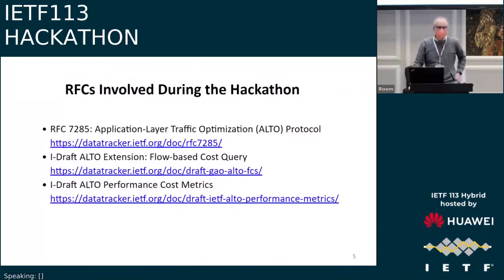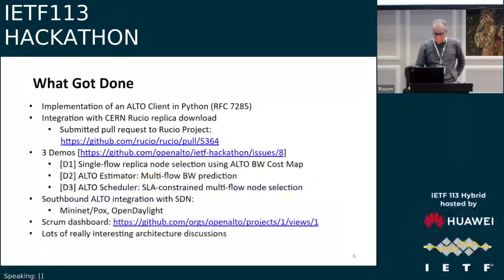The RFCs involved in this hackathon are in this slide. What got done? Implementation of an Alto client in Python, based on RFC 7285. Integration with the CERN Rucio replica download. Out of this hackathon, we actually submitted a pull request against the Rucio open source project. That's going to extend it with the capability to choose the algorithm upon which you make those decisions on where you download the replica from, based on network conditions.